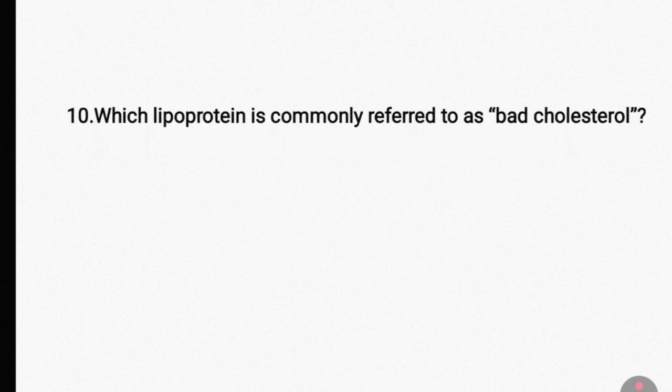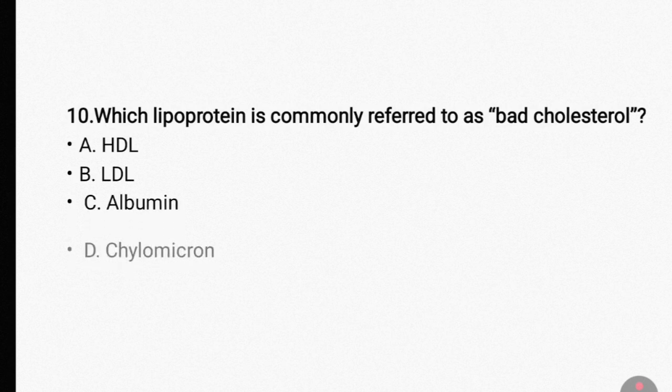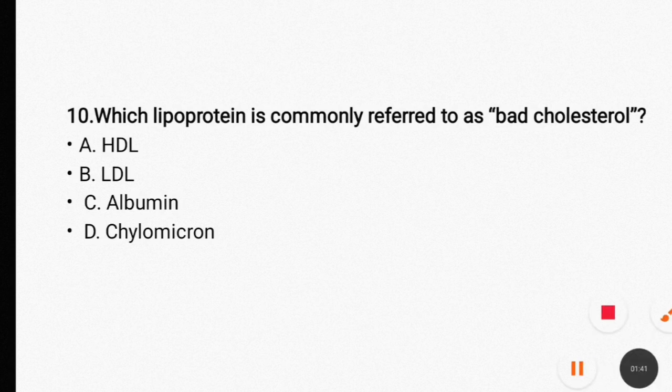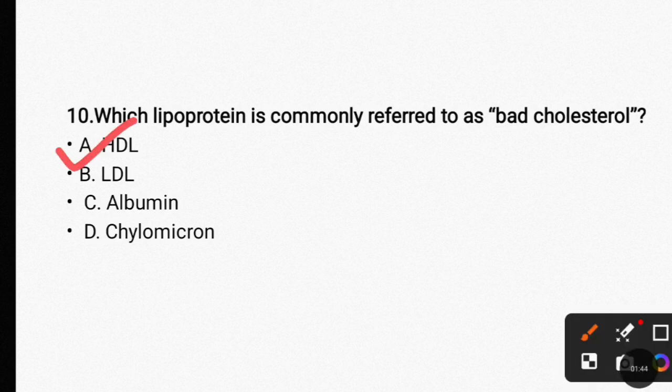Next, which lipoprotein is commonly referred to as bad cholesterol? As you know, there are two types of cholesterol present in our body. One is bad cholesterol and another one is good cholesterol. So here option A, HDL, high density lipoprotein, B, LDL, low density lipoprotein, C, the plasma protein albumin, and D, chylomicron. So here the right answer is option B, LDL, low density lipoprotein.